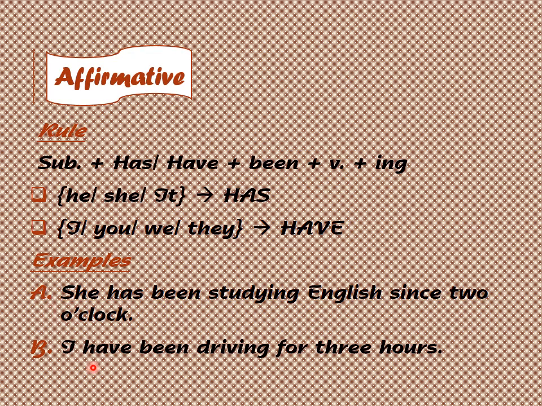Look at the two examples. She is the third person singular. She, as I said, takes has plus been, the verb study, adding to it ing, and the complement of the sentence. While I take have, been, the verb drive, adding to it ing, and the complement of the sentence. Have you understood the rule? Okay.